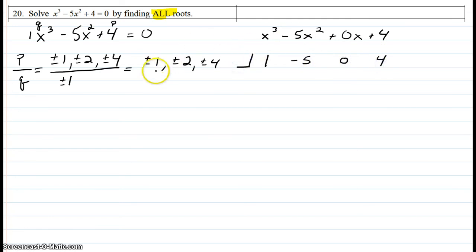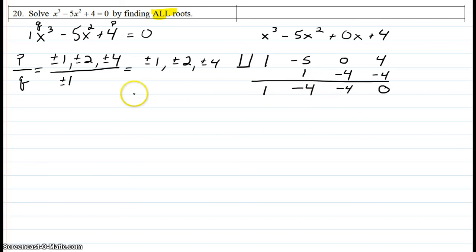And so now I'm going to check. Let's just go ahead and start with a positive 1. So we bring the 1 down. 1 times 1 gives us 1, and negative 5 plus 1 gives us negative 4. Negative 4 times 1 gives us negative 4. Negative 4 times 1 gives us negative 4. So we get 0. So that means 1 is a root.